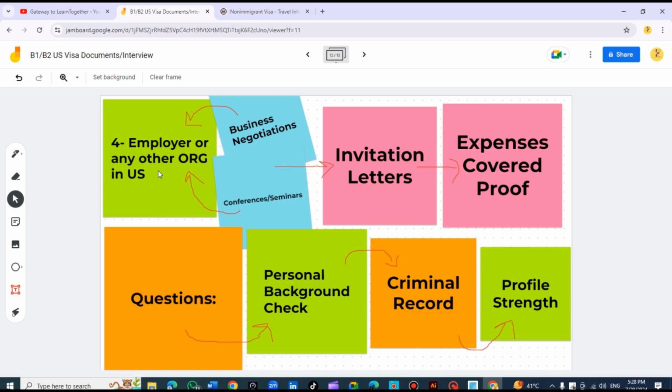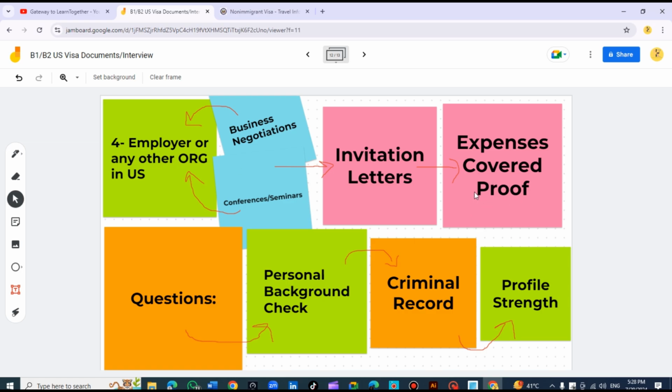and they have fewer suspicious questions for you to encounter, because mostly they will be checking the personal profile of the employer or organization in the US, and then they will also get verification from them before your interview, based on the application you have put in the DS160 form. So they will be more focused on the documents aspect. They will be more focused on the invitation letters you have received from that XYZ employer or organization in the US, and then expenses covered proof.